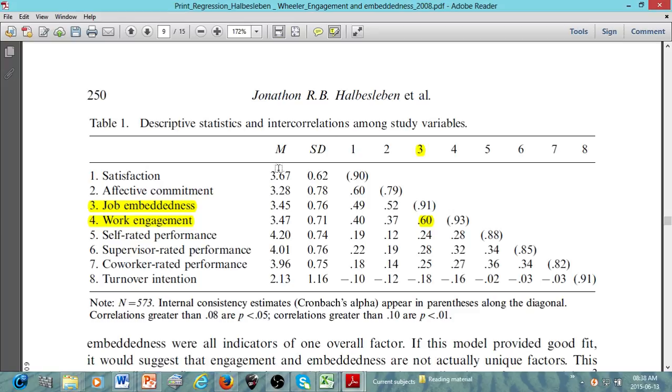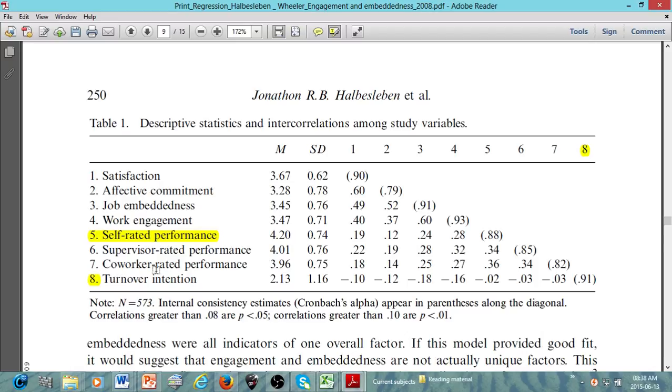Okay, so now we want to look at the relationship between self-rated performance and turnover intention. What we see now is that turnover intention is not in this column. So what are we going to do? What number refers to turnover intention? It's number 8. So let's go to number 8.